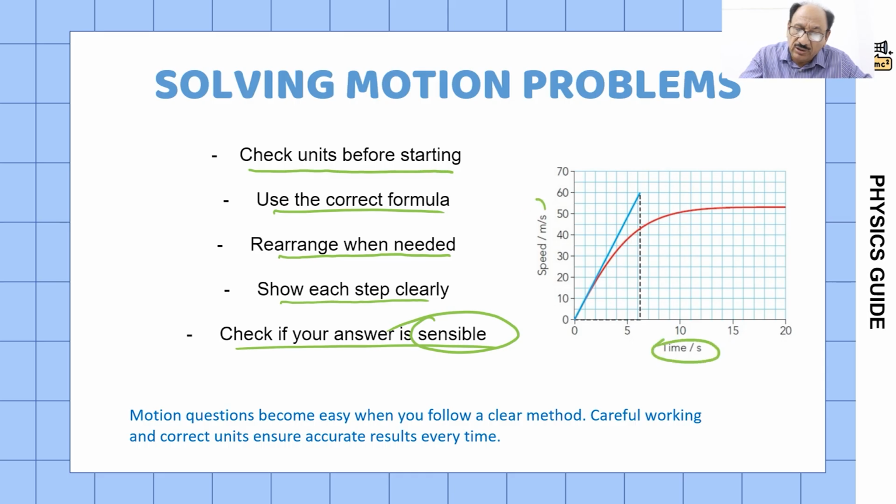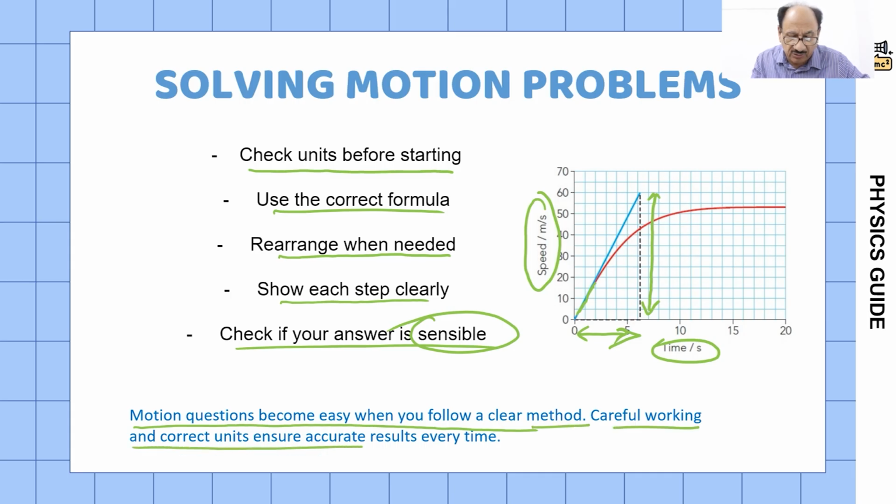So this will be time on the x-axis, speed on the y-axis. And if we need to find the slope of the curve at this point, for example, we can draw the triangle and check the change in y over change in x, and that will give us the gradient or the slope of the curve, which in the case of a speed time graph represents acceleration. Motion questions become easy when you follow a clear method. Careful working and correct units ensure accurate results every time.